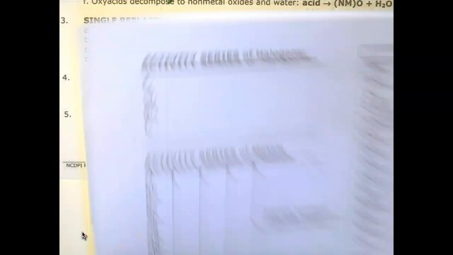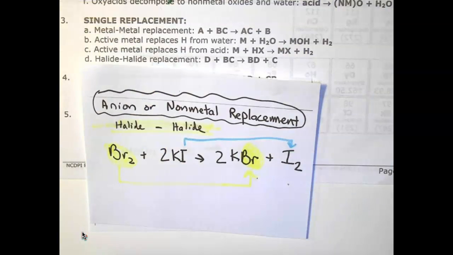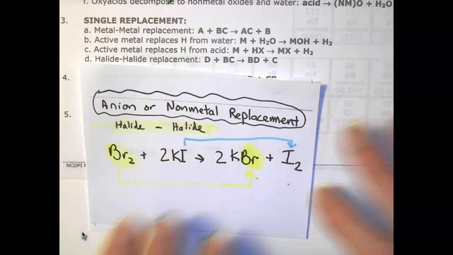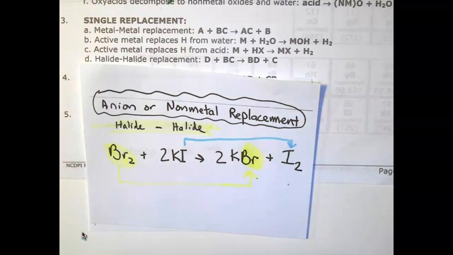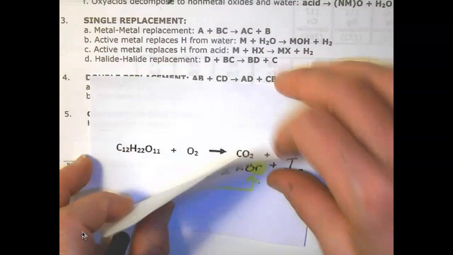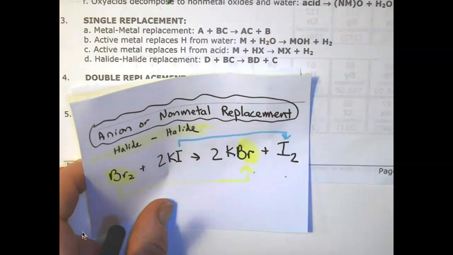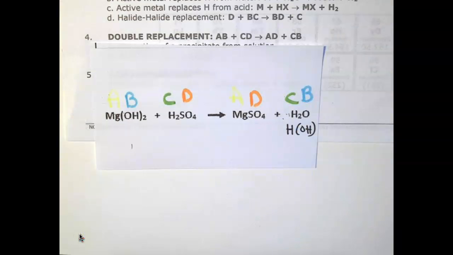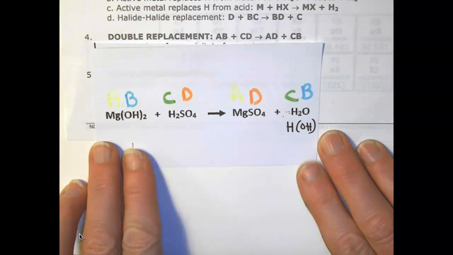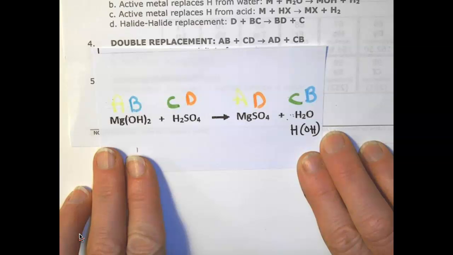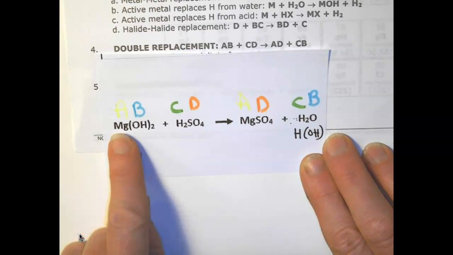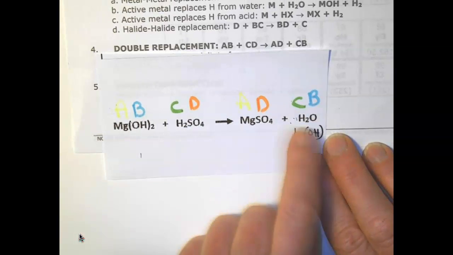So these are the only single replacement reactions where we have to check the activity series. I also want to make sure you know that most of these that we're looking at have not been balanced. This one is, but they've not been balanced yet most of the time. So that is single replacement. We're going on to the double replacement reaction. The best way to recognize these is we have two compounds.